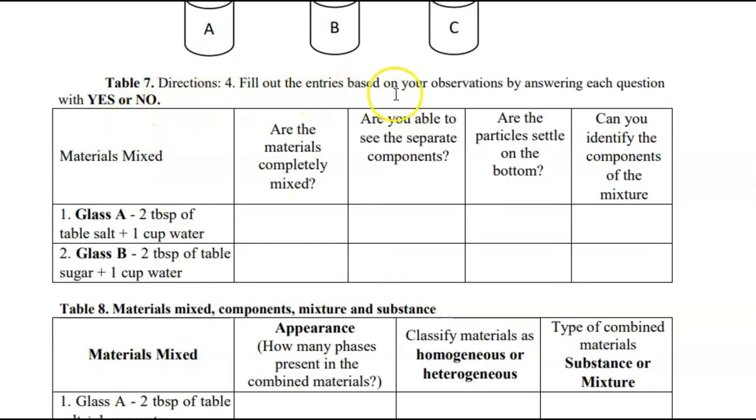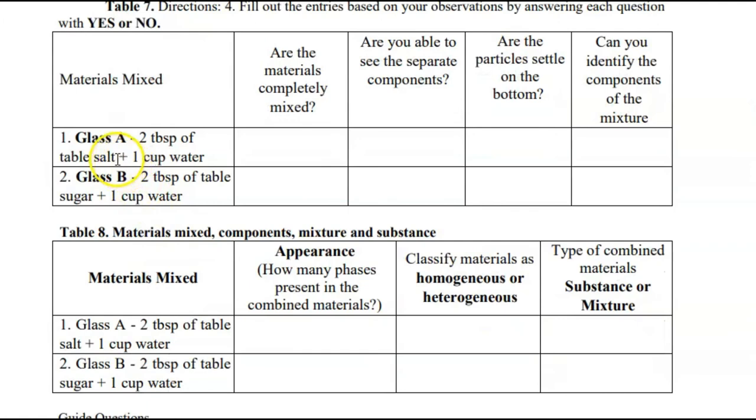Fill out the entries based on your observations by answering each question with yes or no. So, materials mix. Glass A, 2 tablespoons of table salt plus 1 cup of water. Glass B, 2 tablespoons of table sugar plus 1 cup of water. Are the materials completely mixed? Yes or no? Are you able to separate the components or are you able to see the separate components?